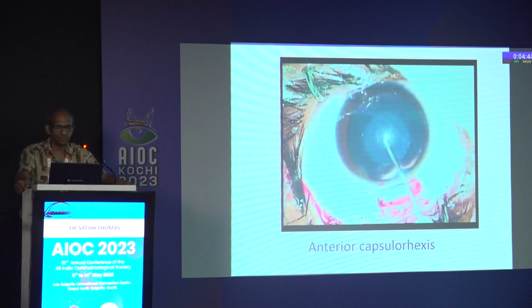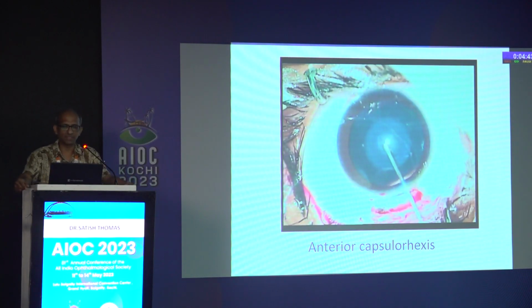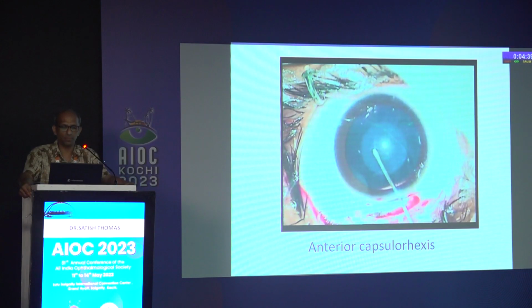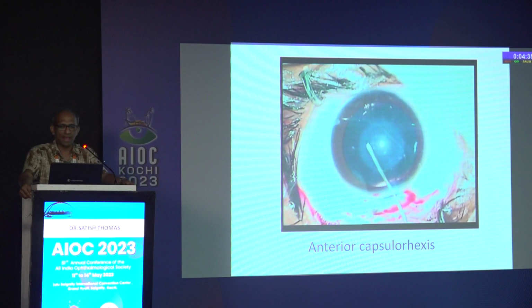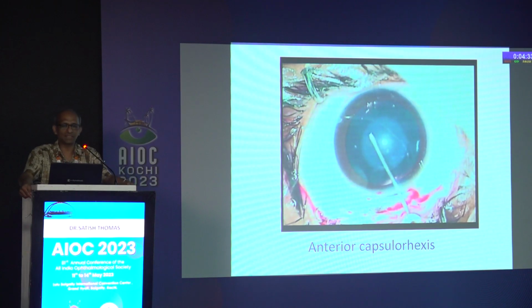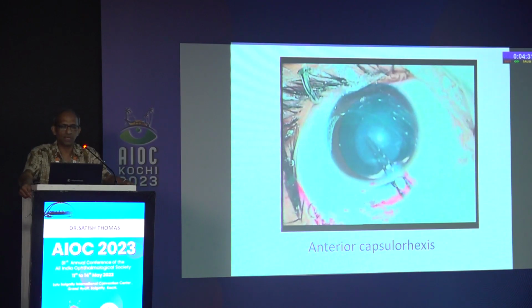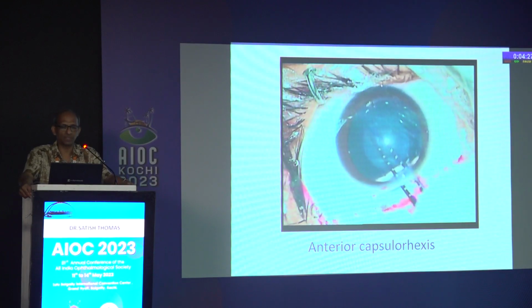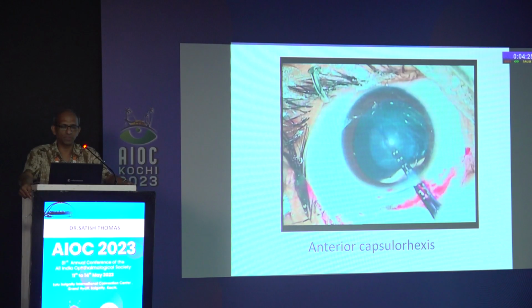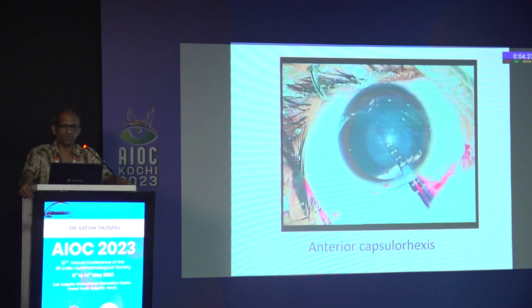So this is how an anterior capsulorhexis is done. We begin by fracturing the capsule. And because the capsule is elastic, we need more force. And it tends to run out. Therefore, the force is applied towards the center. So it would be a centripetal force.